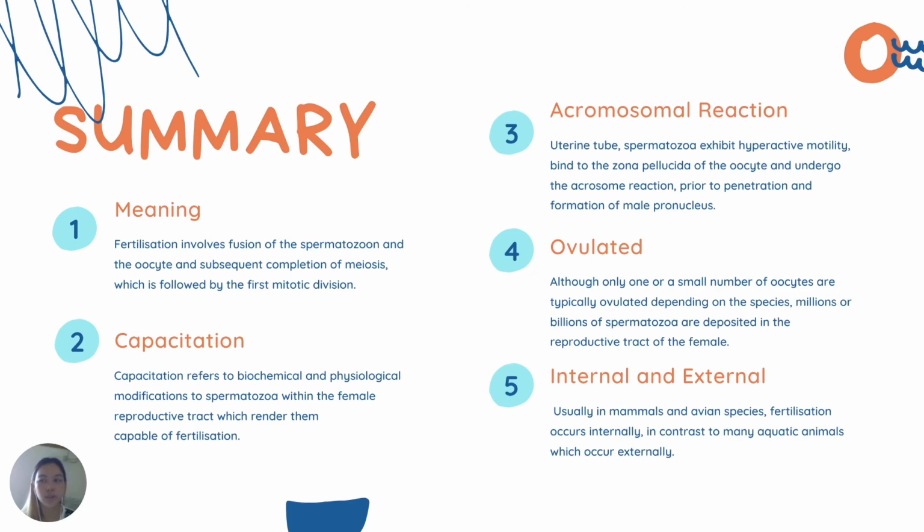Moving forward, so na-ovulate na yung oocyte and dapat isa lang siya and ma-prevent dapat yung polyspermy kaya nagkakaroon ng anatomical barriers yung female reproductive tract tsaka meron din tinatawag na zona pellucida para hindi mamatay yung embryo. Lastly, yung internal and external fertilization which was discussed earlier.